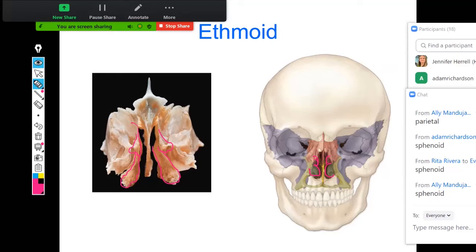You can see that it does make this big divider here. See this? Maybe yellow would be better. There's a big divider here. This is called the perpendicular plate that sticks down. And then here's our little shark fin. That's the crista galli, that sticks up into the brain cavity. Here you can see it on this diagram sticking up into the brain cavity. Okay, so that's the ethmoid. Weird, irregular bone for sure.